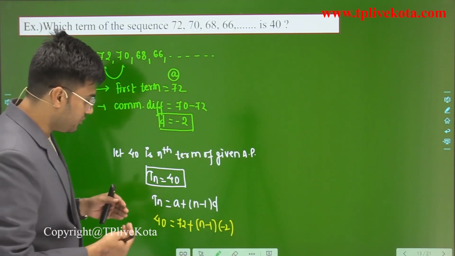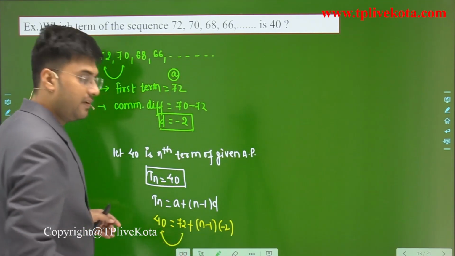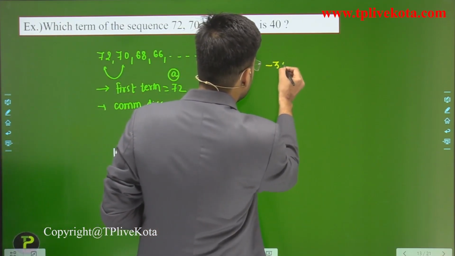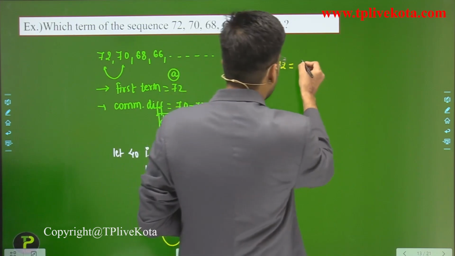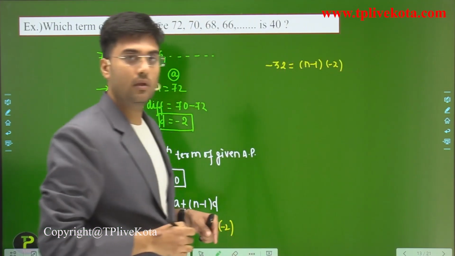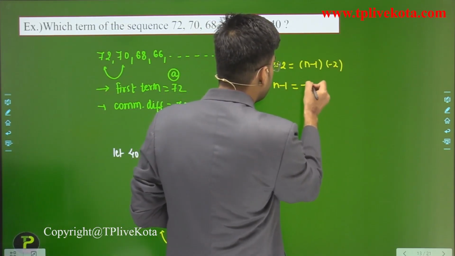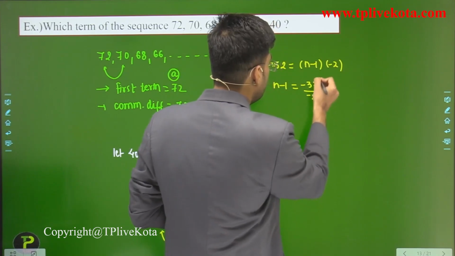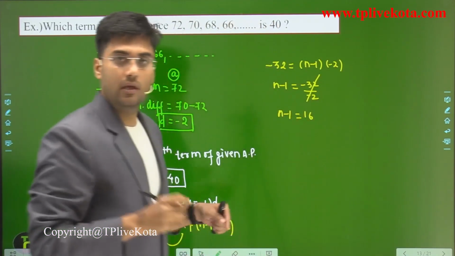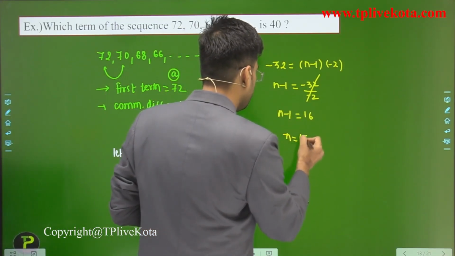Clear? So students, now let's solve this. When we transfer this 72 here, then what will we get? Minus 32. So minus 32 is equal to n minus 1 multiplied by minus 2. So we can write n minus 1 is equal to minus 32 divided by minus 2, that is n minus 1 is 16. If n minus 1 is equal to 16, then n is equal to what? 17.